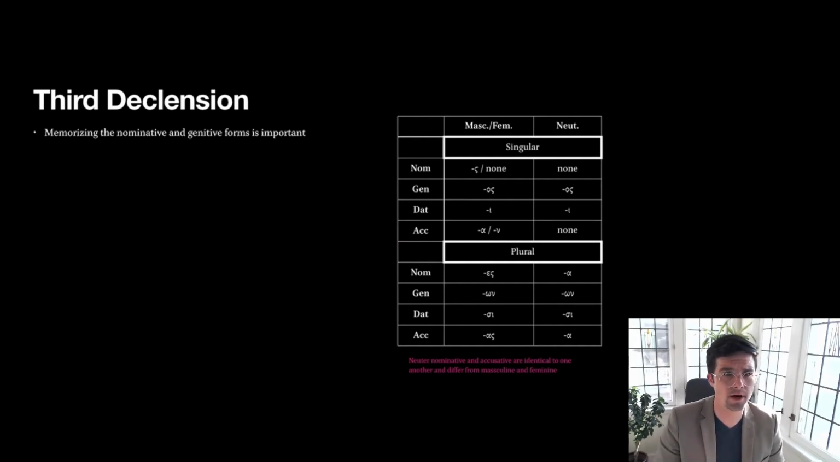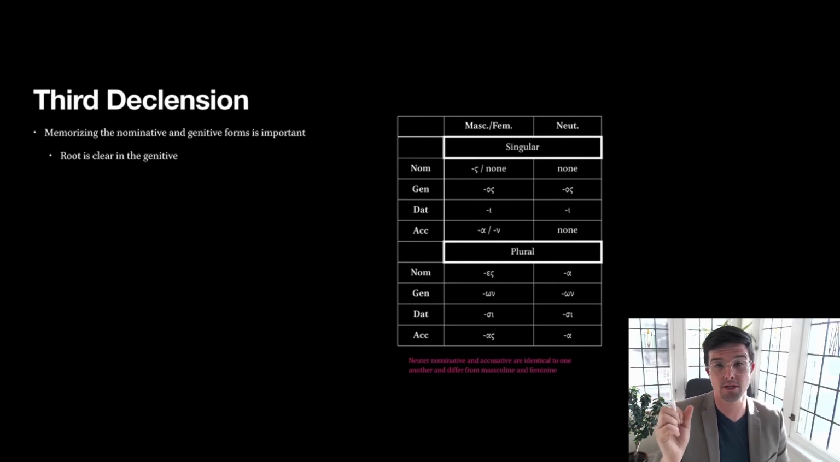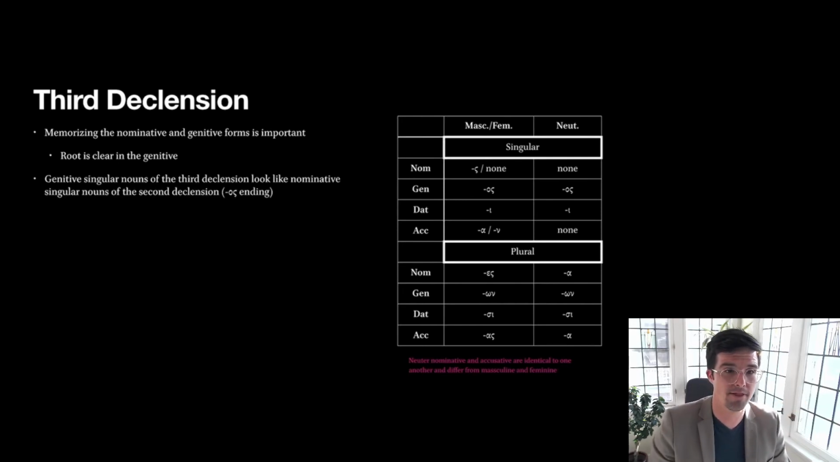So a little bit more here. Memorizing, when you do the vocabulary, that nominative form and the genitive form is going to be really important so that you can know what the root is. By throwing in that genitive into your memorization, you're going to be able to recognize the forms of third declension nouns much better. And this is why on the vocabulary cards we have both the nominative and the genitive there.